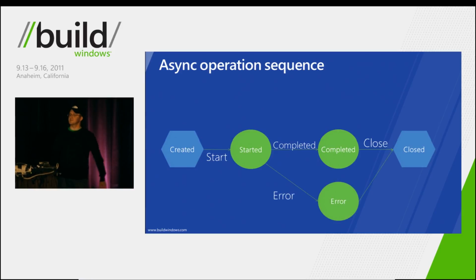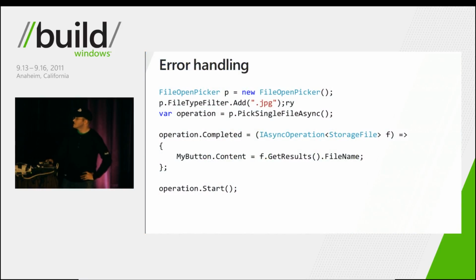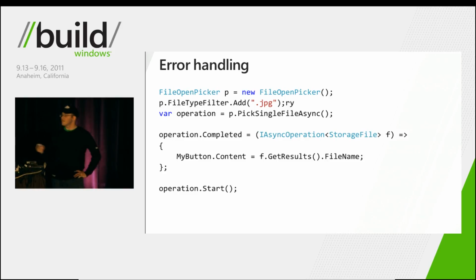What happens if something goes wrong? Everything up to this point, you may have seen some snippet that looks something like it in one of the other talks. I'm going to start taking it down another level. So, error handling. I start my operation, same thing here. I've got a picker, I've got a completed, and I'm going to call f.getResults. This is C#, but it's the same as the C++ code that I showed earlier in terms of what it actually does. And I said the error gets thrown at f.getResults, right?